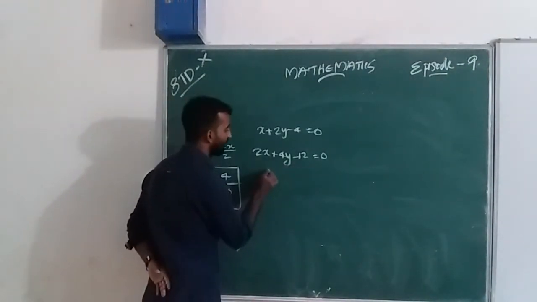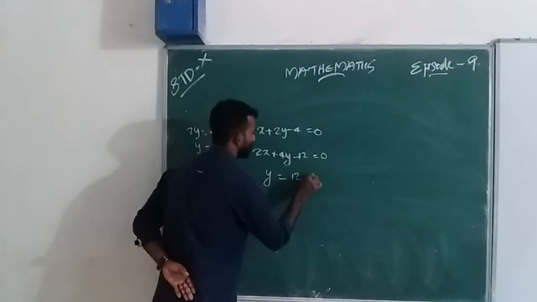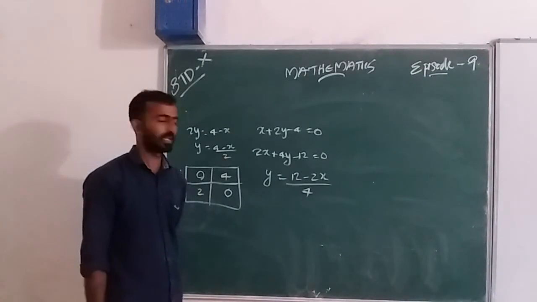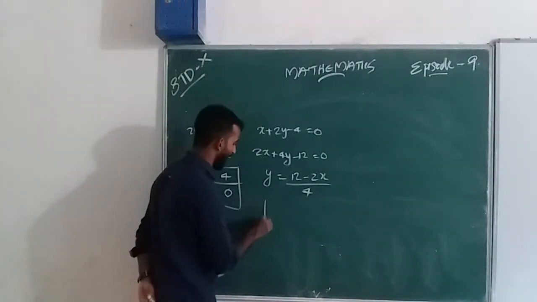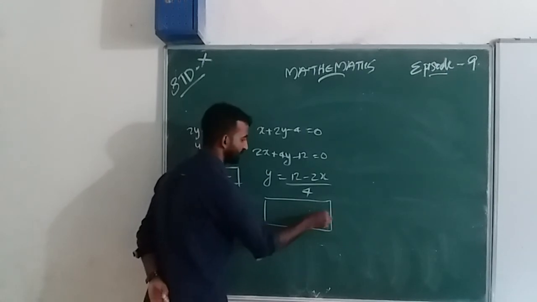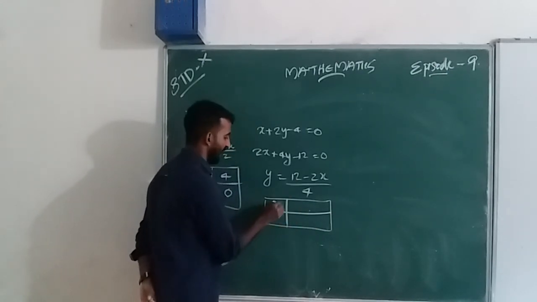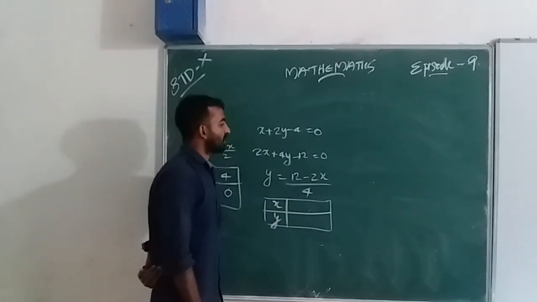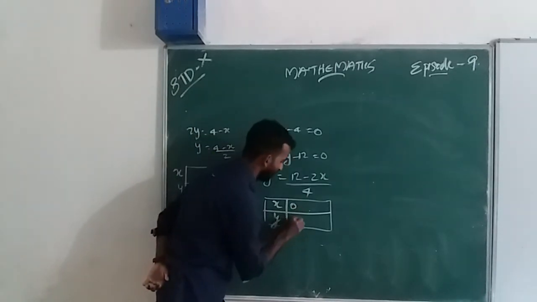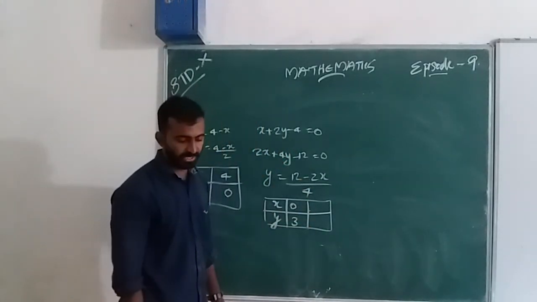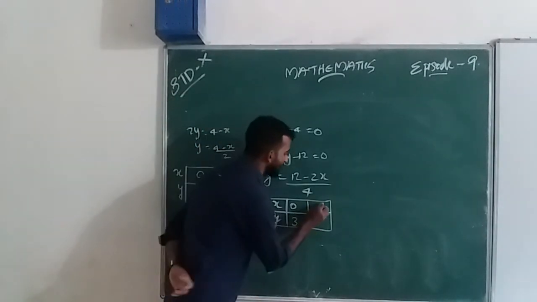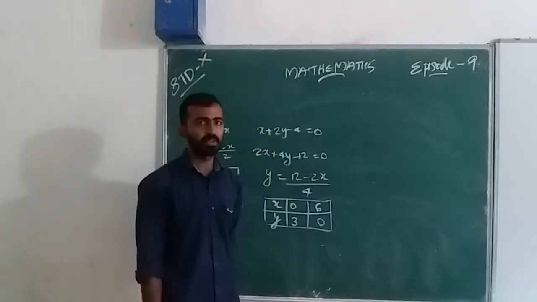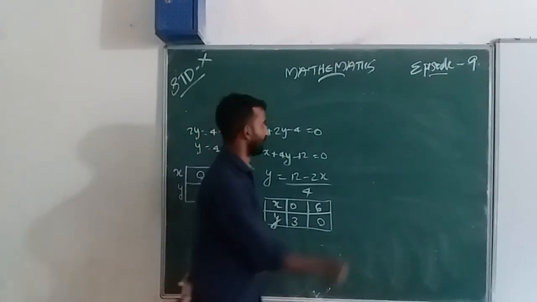Here also we take y equal to 12 minus 2x by 4. Is it? Yes. We can take another table: x, y. Here when we put 0 we get 3, and when we take 6 we get 0. Can we start the graph? Can we complete? Okay, good.